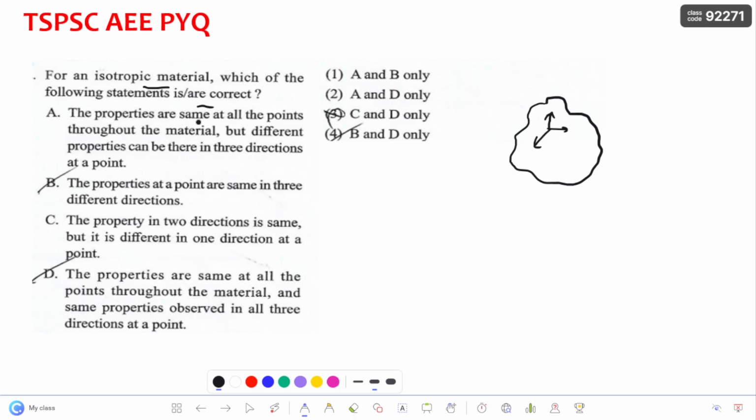The properties are same at all the points throughout the material. Okay, isotropy is not speaking about all the points, it is speaking about a single point. Next, the properties at a point are same in three different directions. Okay, it is a correct option only.